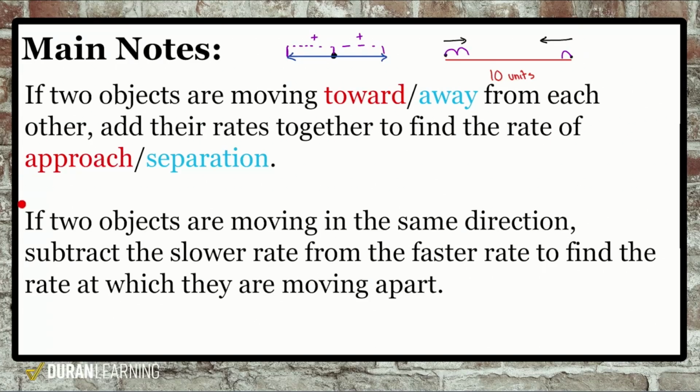So first, let me go through the notes, and don't worry, I'll give you time to write this down as well. But if 2 objects are moving in the same direction, let me highlight that for us. If 2 objects are moving in the same direction, we are going to subtract the slower rate from the faster rate, because this is going to help us find the rate at which they are moving apart. Let me show you this.